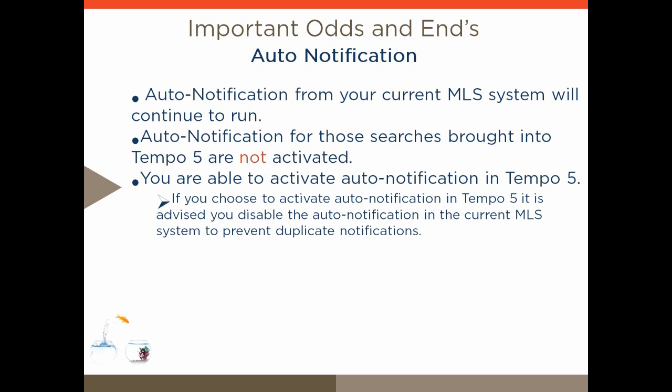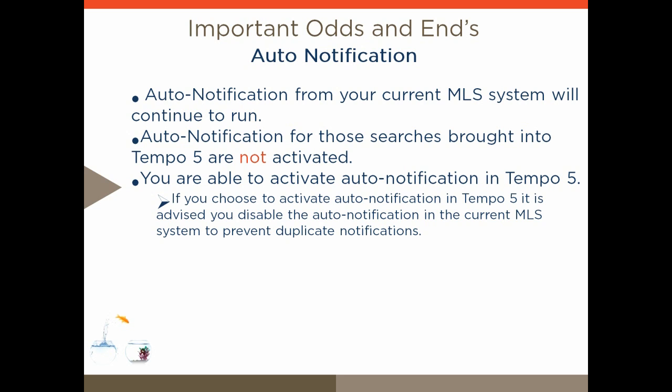And remember, the listing data is being updated. It is live current information. So you can start to use Tempo 5 for auto notifications for your clients, and you can trust the data that's in there. It's just that you don't want to double notify your clients.